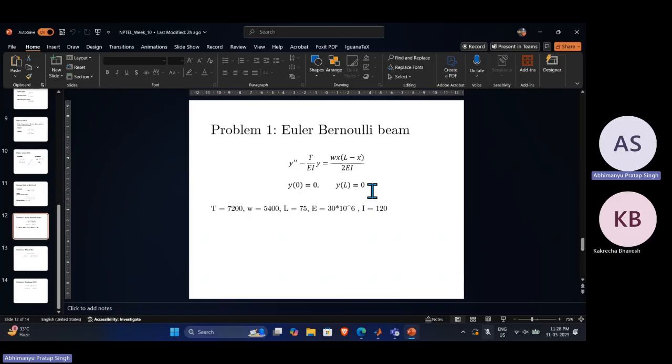Let us look at this Euler-Bernoulli problem. Even though it looks like a nonlinear problem, it's a linear problem. Let me go back to my tablet and I will simplify this, and then we will look at this using the FDM approach only.